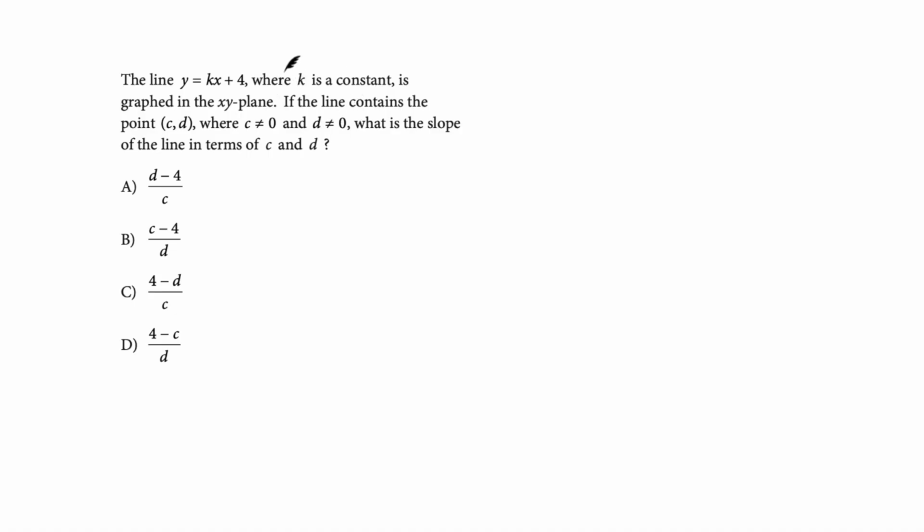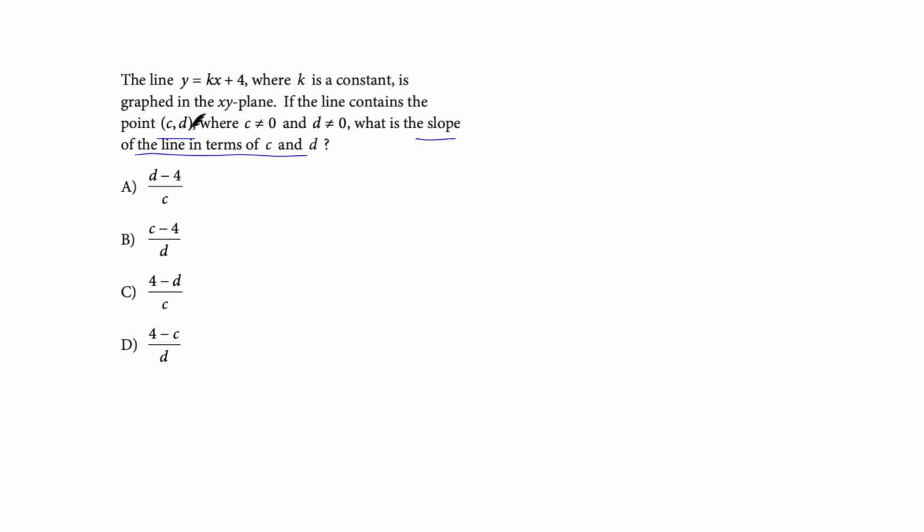The line y equals kx plus 4, where k is a constant, it's the gradient, is graphed in the xy plane. If the line contains the point (C, D), where C is not equal to 0 and D is not equal to 0, what is the slope of the line, that is k, in terms of C and D? Again, it's very similar. You can pause the video and absorb the question.